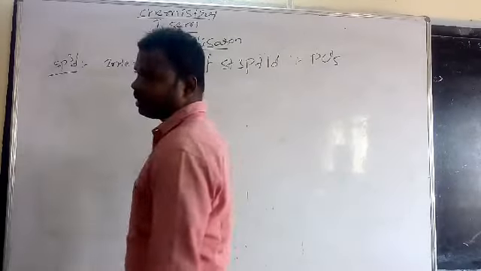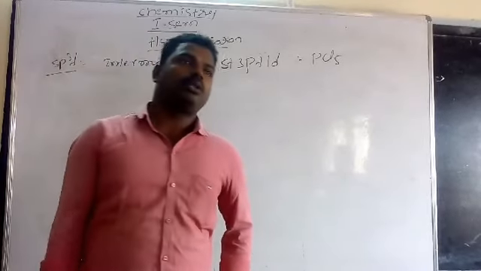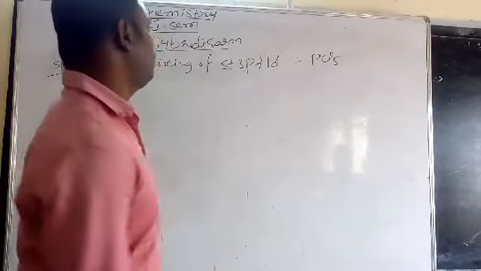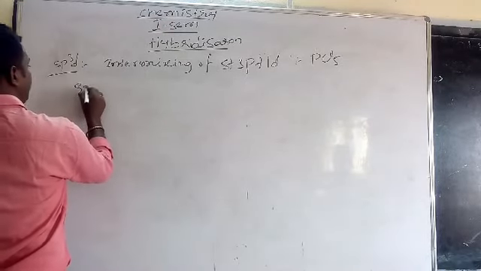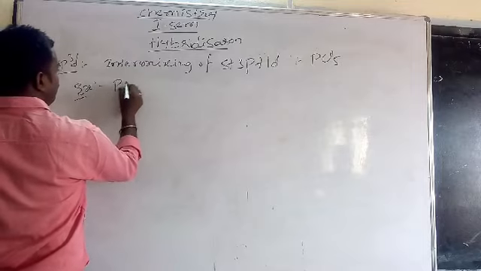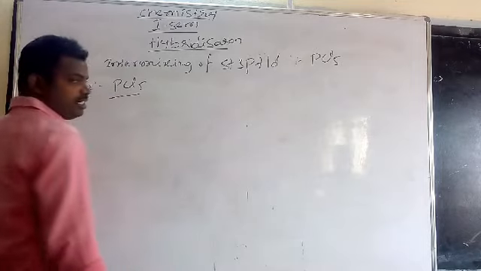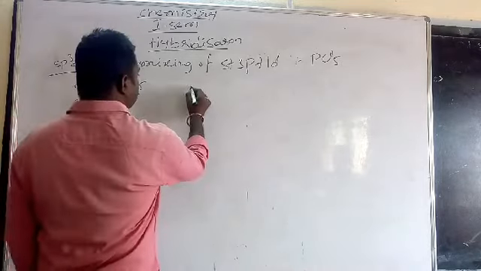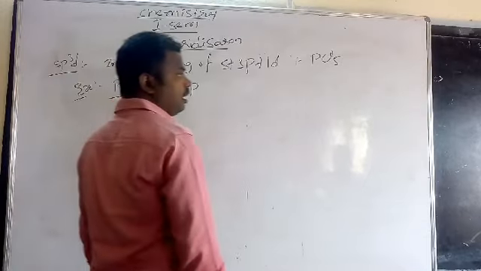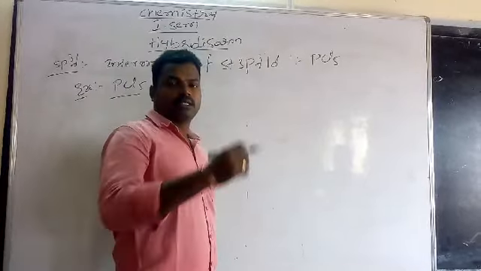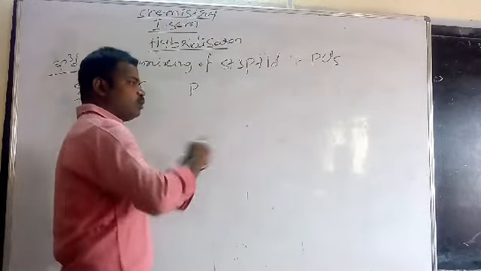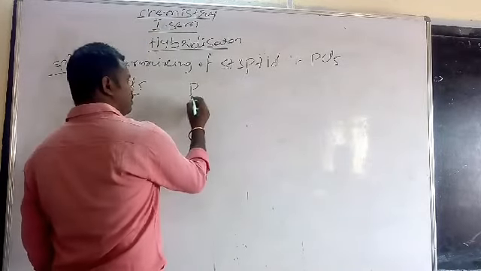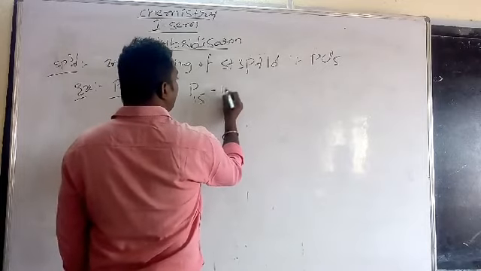PCl5 means phosphorus pentachloride. Five chlorines are there, so phosphorus pentachloride. The example of sp3d is phosphorus pentachloride. The center atom of PCl5 is phosphorus. Phosphorus reacts with five chlorines, which surround the phosphorus, atomic number 15.